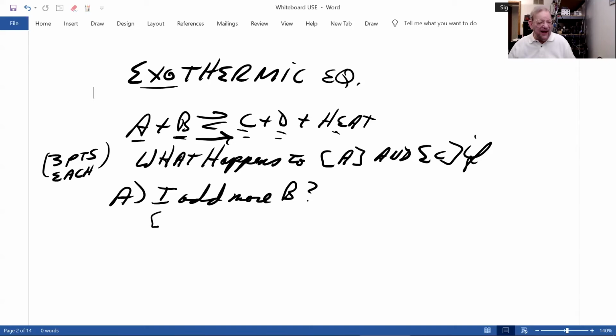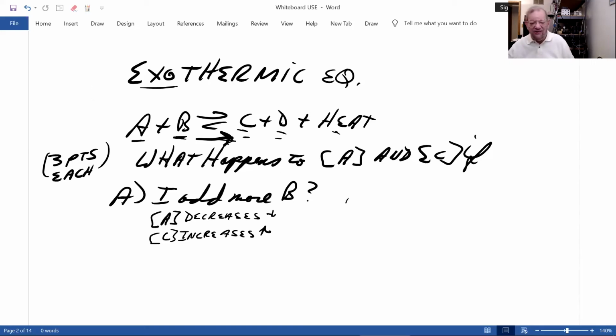Well, if something reacts, it's consumed. And A is consumed, therefore, when something is consumed, the amount decreases. It goes down. Now, when you make more C and D, what happens to the amount of C? Well, when you make more of something, the amount you have increases. And that's how you do it.